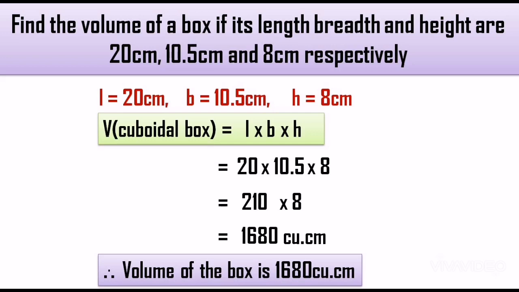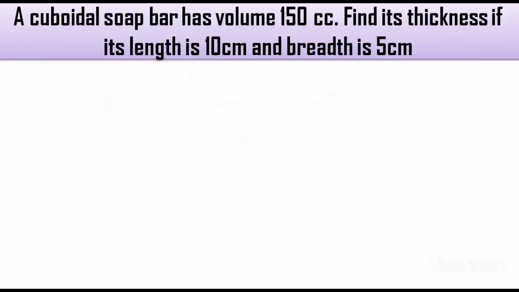1680 cubic centimeter. The next question is of cuboidal soap. The volume of that soap bar is already given to us, that is 150 cc. That cc stands for cubic centimeter. We need to find thickness. That thickness is nothing but the height of that soap bar. Its length is given, that is 10 centimeter, and breadth is given, 5 centimeter. So very first I mention the details. Volume, length and breadth are given to me and I need to find the H.